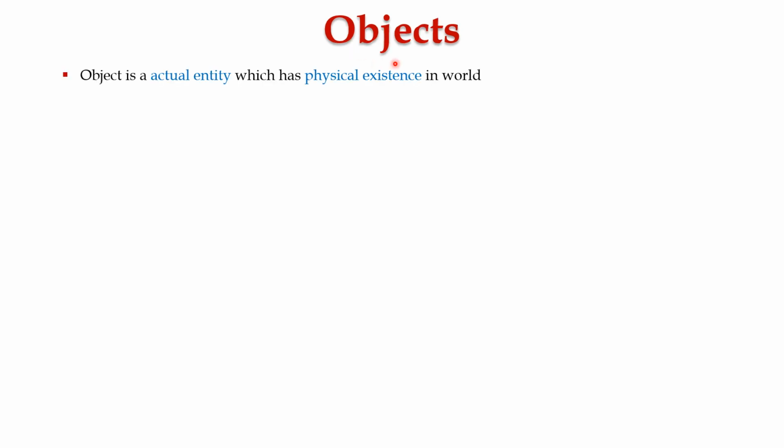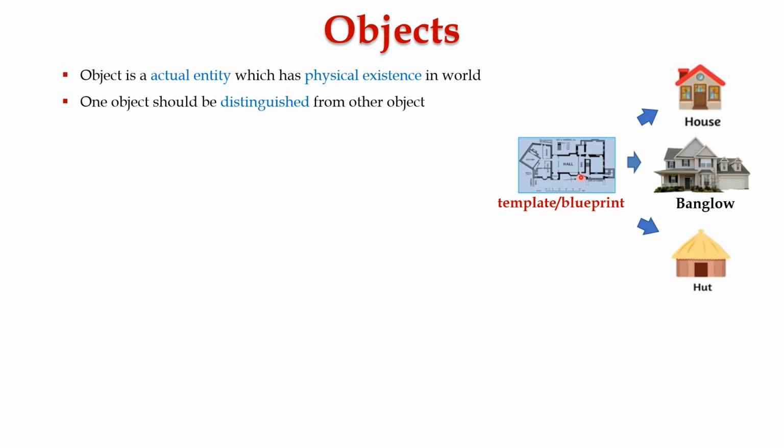Next, objects. An object is an actual entity which has physical existence in the real world. One object should be distinguished from another object. The picture represents the analogy of a blueprint to a home. As we know, the blueprint represents a class. Each home built based on this blueprint corresponds to an object representing a specific instance with its unique characteristics.